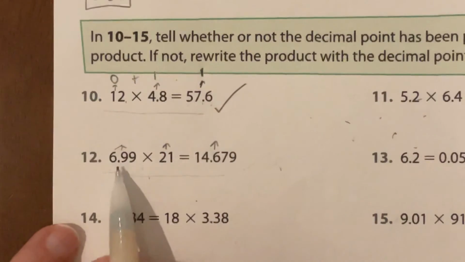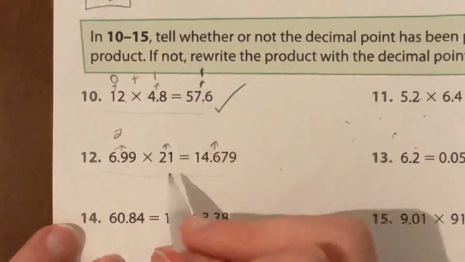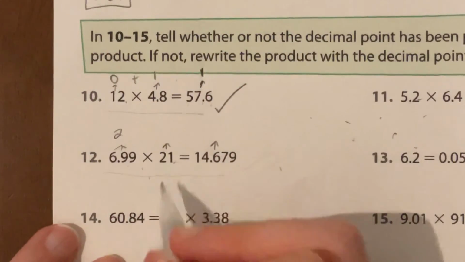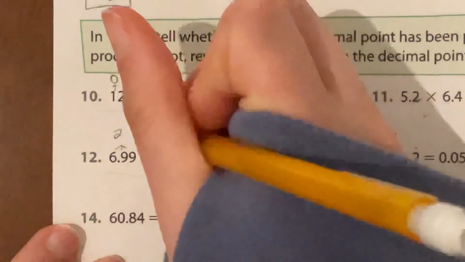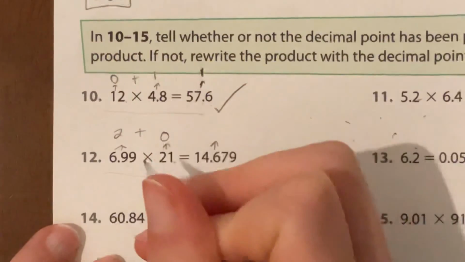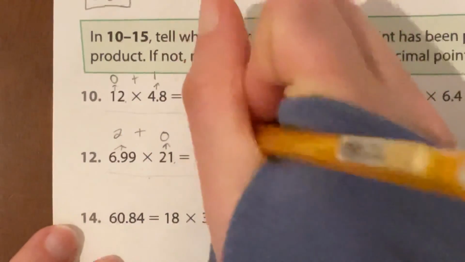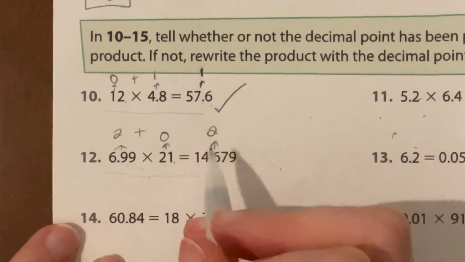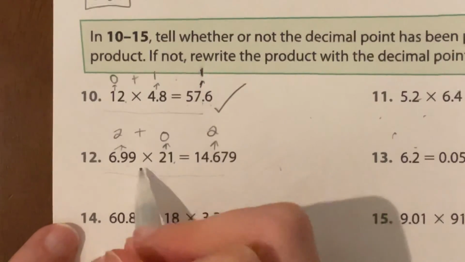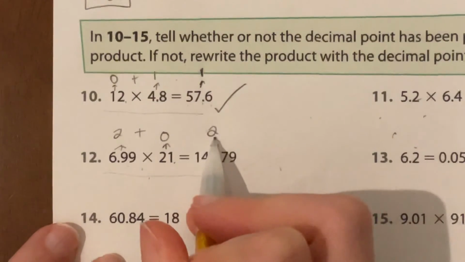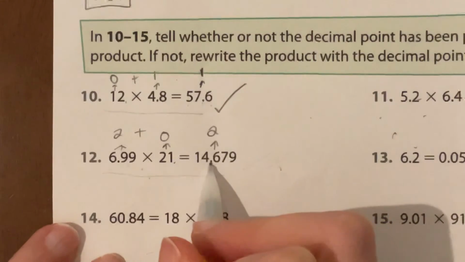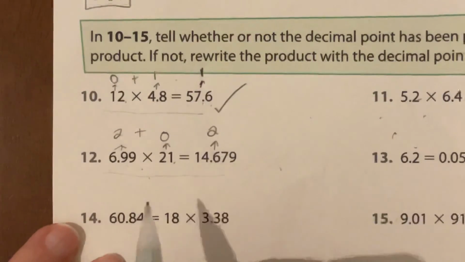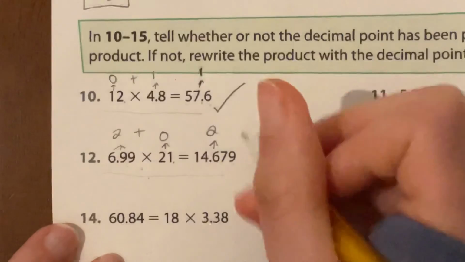So I'm going to go ahead and check. So this one has 2 digits to the right. This 21 has a decimal point there, so it has 0 digits to the right. 2 plus 0 is 2. So my answer, my product, should have 2 digits to the right of the decimal point. Okay, here's my decimal point. It has 1, 2, 3 digits. So is this right? Are they correct?